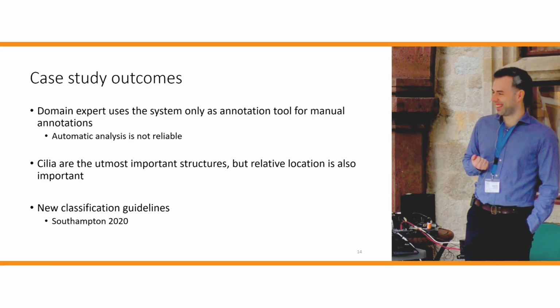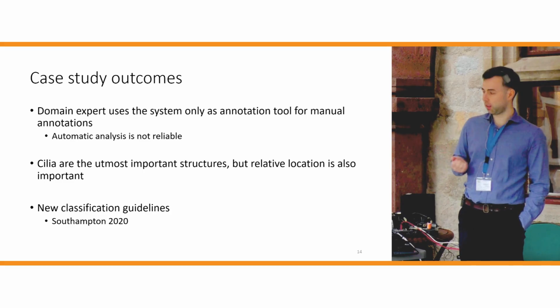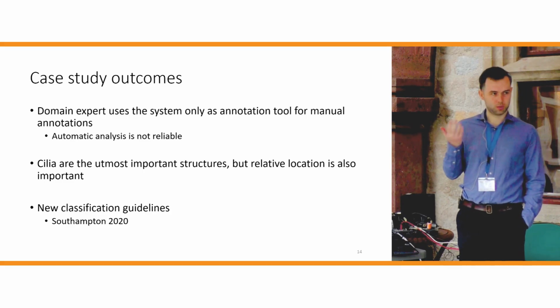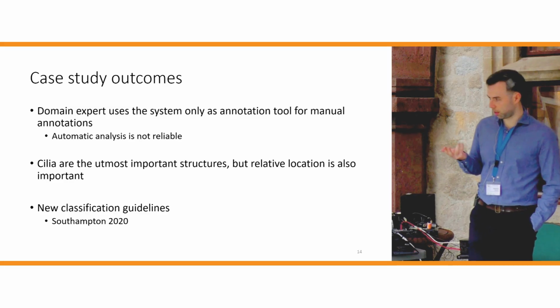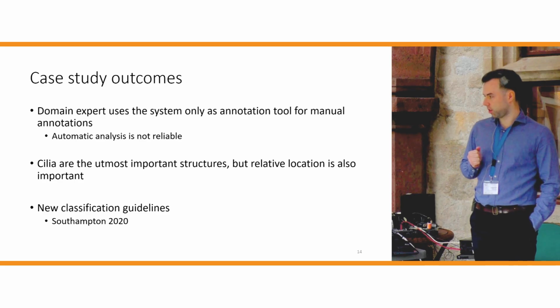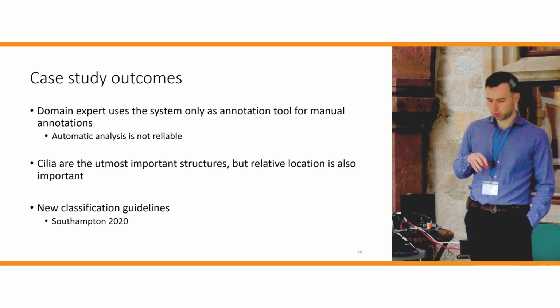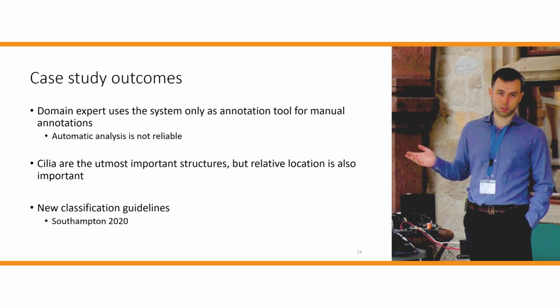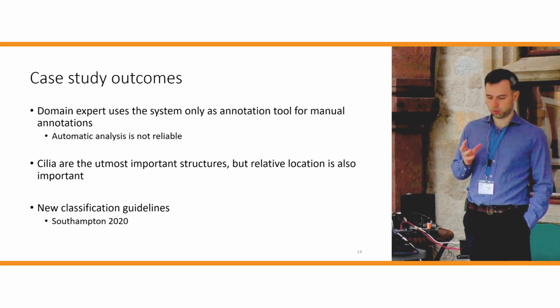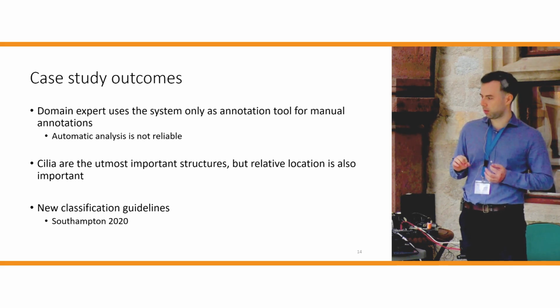Yes, so the automatic analysis also wasn't reliable, because the model was not performing in a sufficient way. So therefore came the need for human in the loop and gradual improvement. Cilia are the utmost important structures, but relative location is also important, which was not incorporated in the previous tool she was using, and it was really important for her also to think about the whole context, not only the points and the small cilia, but also the whole context.